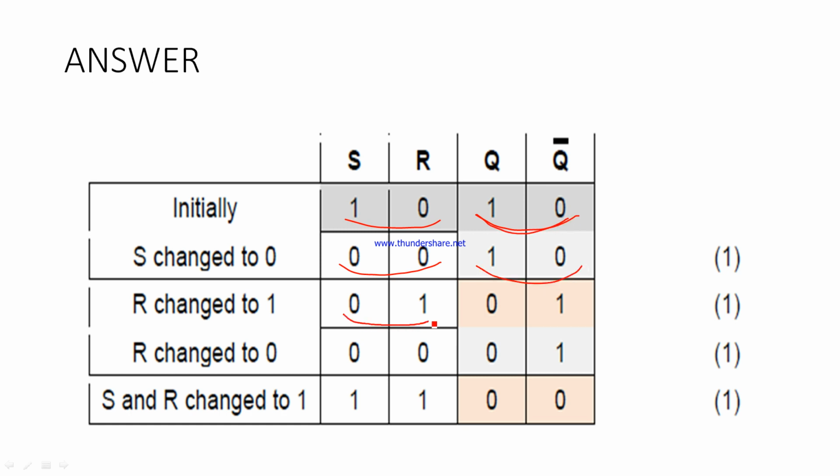And when S is 0, R is 1, we call that reset state. Reset means Q is 0. When Q is 0, Q dash will be 1. And if we put S and R again 0, 0, we call that remember. So it will remember whatever Q and Q dash is. It keeps it the same. Now, if we change S and R to be 1, 1, what does this mean? An invalid state. So Q and Q dash will be 0, 0. It's called an invalid state. So it was not difficult. It's easy if you practice it.